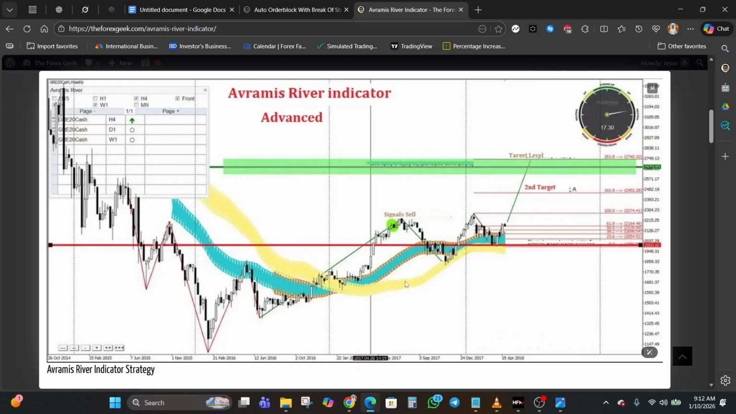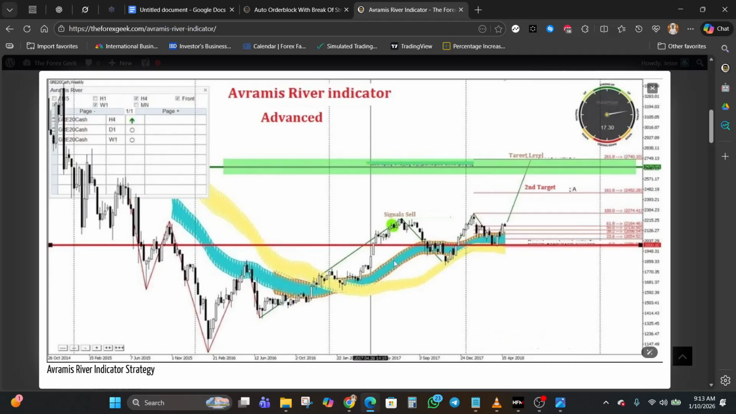Now we can see here this indicator has wide lines that are plotted here, more like a river. As the name implies, it's like a river that is flowing on your chart: a yellow river and a blue river.